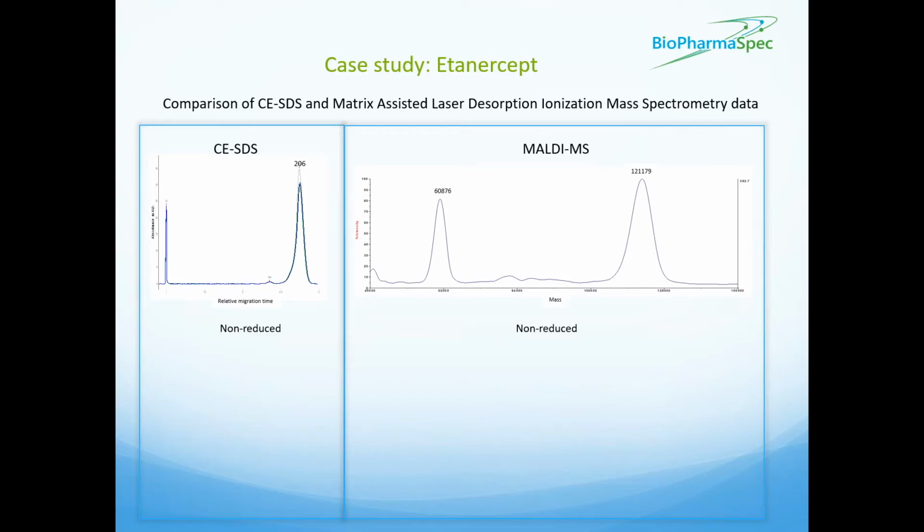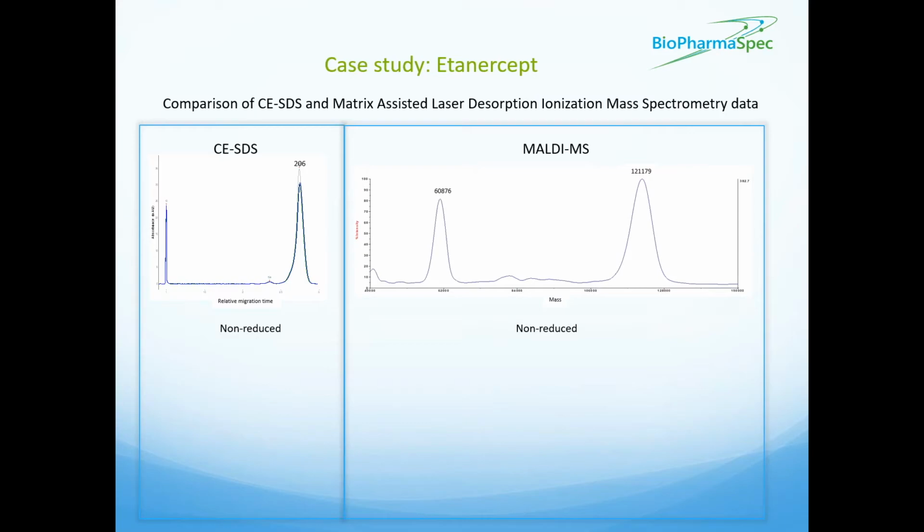Now, the peak at 121,179 is the mass of the dimeric molecules. That's 121 kilodaltons. The peak at about half that mass, 60 kilodaltons, could either be the monomeric form, or because of the manner in which data is produced by mass spectrometry, it could actually be the doubly charged form of the dimer.